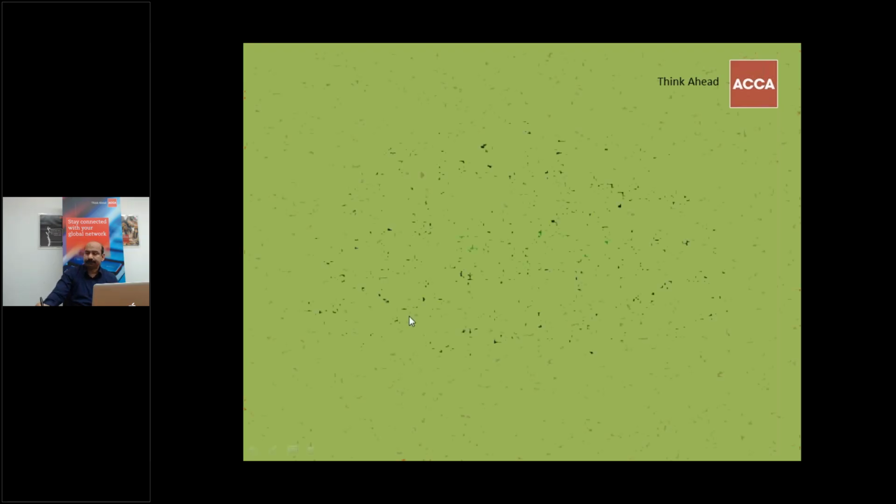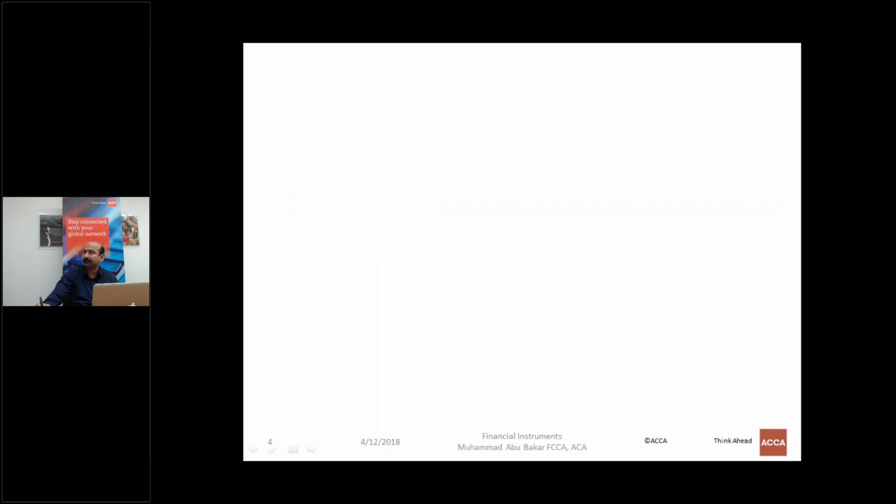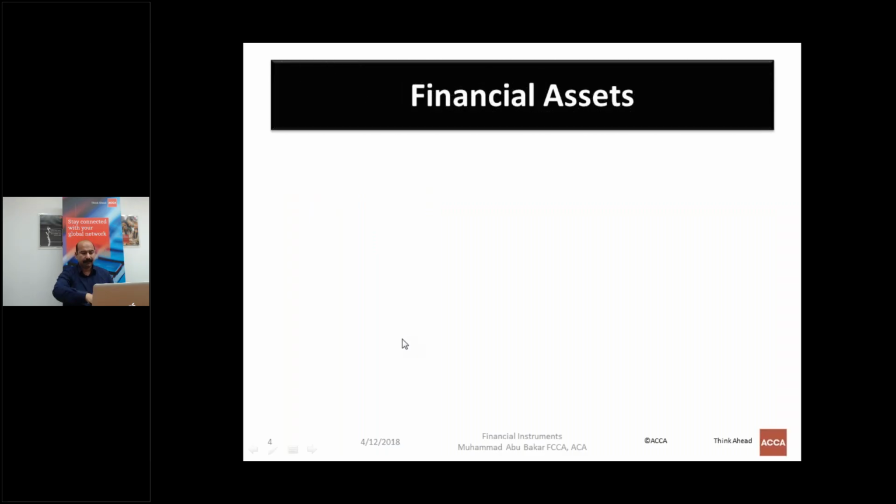Then we shall discuss subsequently impairment of those financial assets. So if we have time, we may start hedging today as well. Okay. Financial instruments, IFRS 9, remaining portion. See, financial asset, the accounting treatment of financial asset.